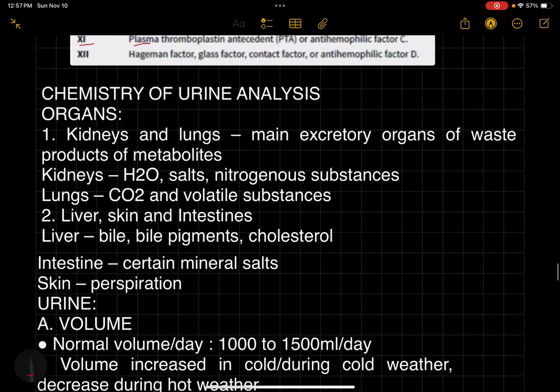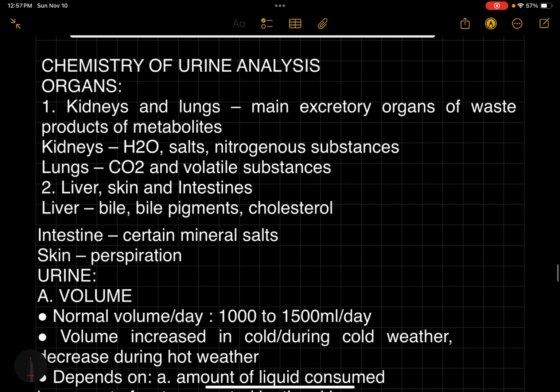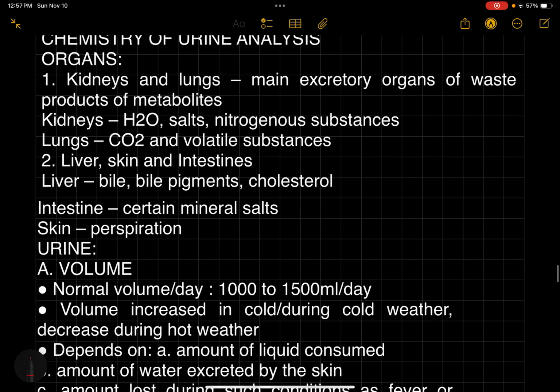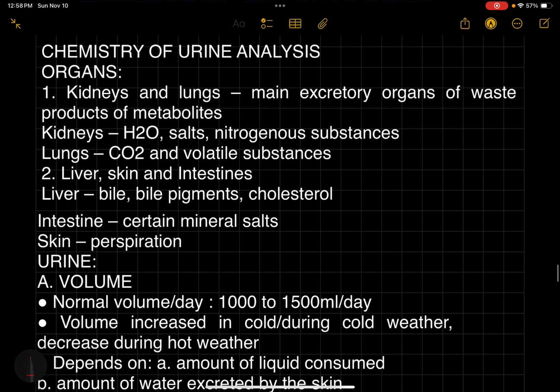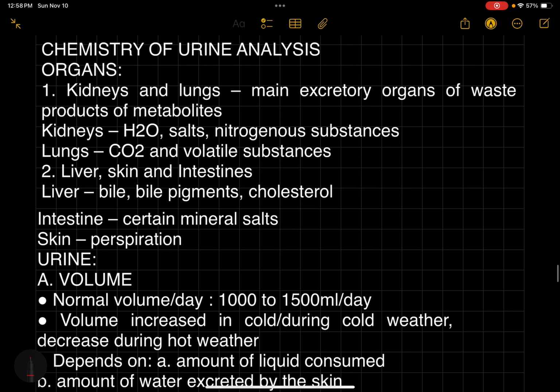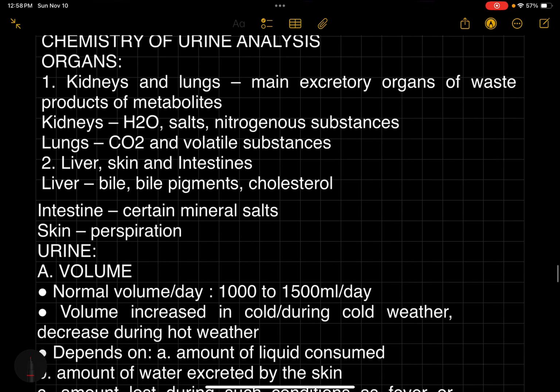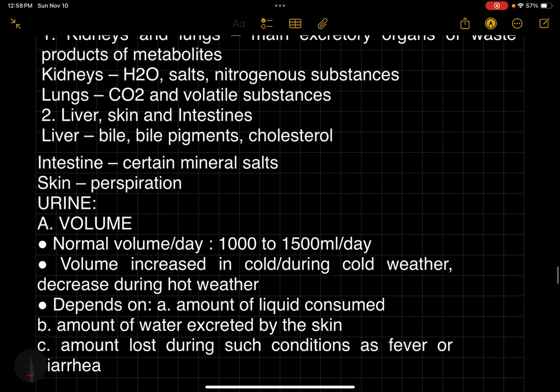We have chemistry of urine analysis. Organs, we have kidney and lungs. Main excretory organ of waste products of metabolites. Kidney, lungs, no? Si kidney, aton nga H2O or ang aton nga water, salt, nitrogenous substances. Si lungs naman niya, we have the carbon dioxide and the volatile substances. However, we have liver, skin, and intestine. Sa liver, bile or bile pigment or cholesterol is responsible for it. Intestines are certain mineral salts, skin, perspiration.